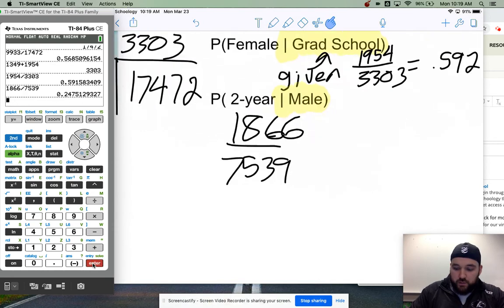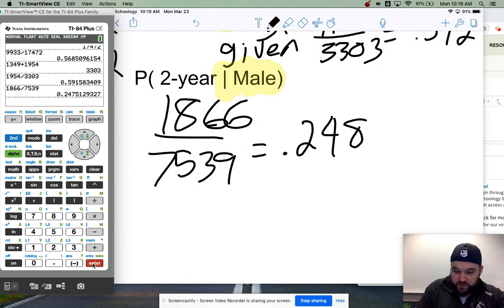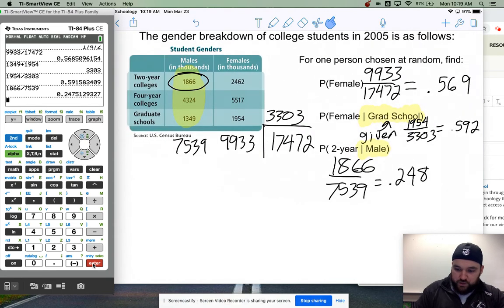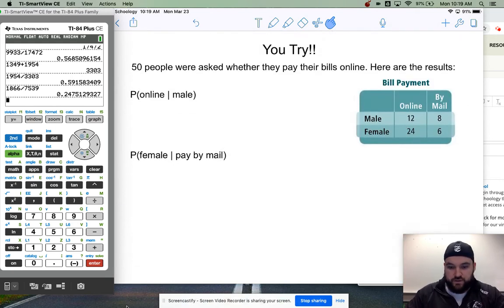So it's really all about narrowing in on the set of people that you are interested in based on the information that's given. Again, that vertical line is saying you are reducing your sample space to only this type of person, or only the people that have this characteristic. So go ahead, pause, give this one a try real quick, and then we'll wrap this up.